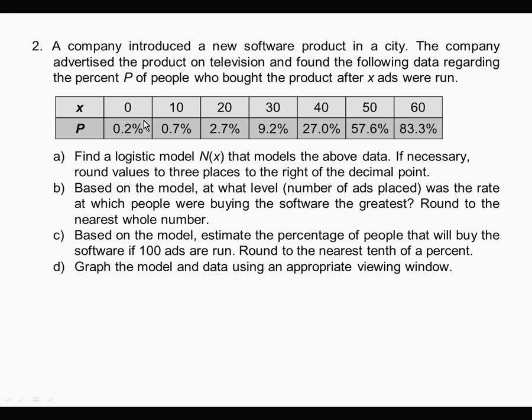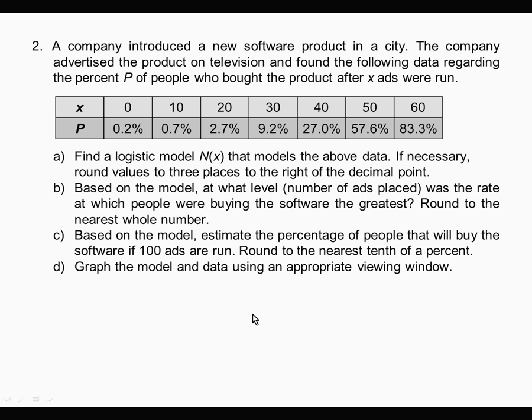Looking at our values, our viewing window for X max should probably go to 70, one more place in increments of 10. For P, remember, these are percents, so 100% is the most you're ever going to see. So it's a min of 0 and a max of 100.